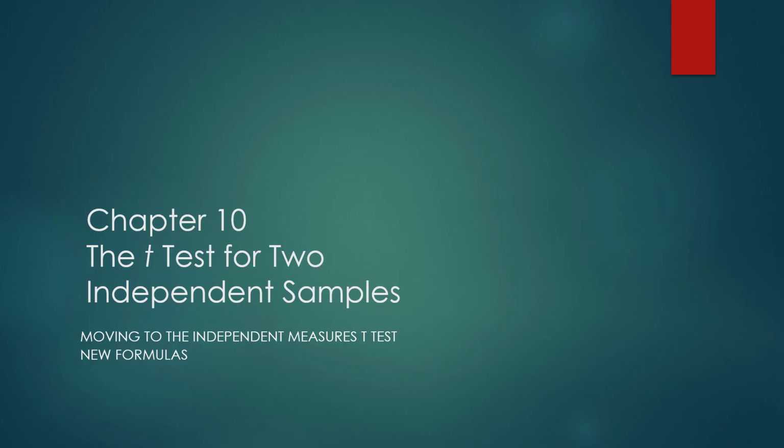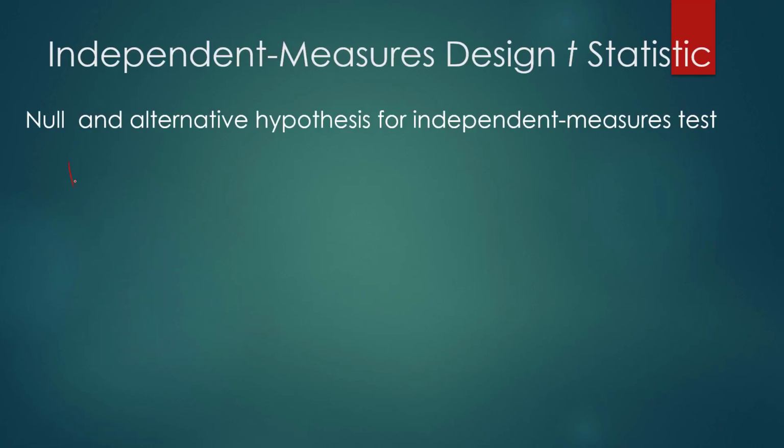In this second video for Chapter 10, we're going to be moving to the independent measures t-test and discussing the new formulas that are involved. So previously, for the one sample t-test, our null hypothesis was that the mean of our treated sample, the single sample that we had, was going to be equal to the mean of the population.